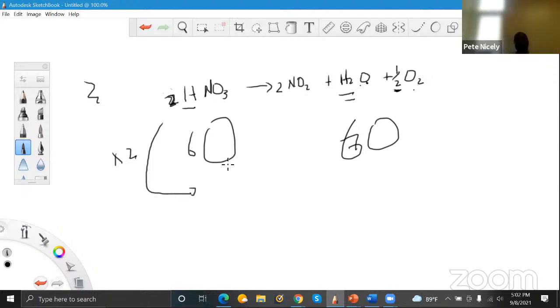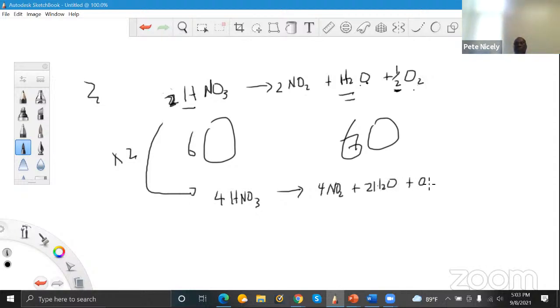So therefore, the final answer becomes 4HNO3 to give 4NO2 plus 2H2O plus O2. And now the equation is balanced because now you have 4 hydrogens on both sides, you have 4 nitrogens on both sides, and you have a total of 4 times 3, 12 oxygens here. 4 2s are 8 plus 2, 10 plus 2, 12. So now the entire equation is balanced.